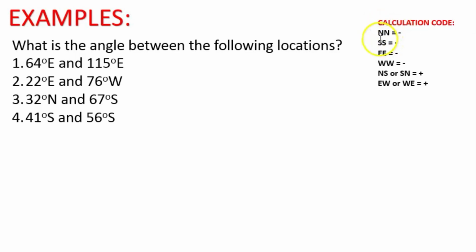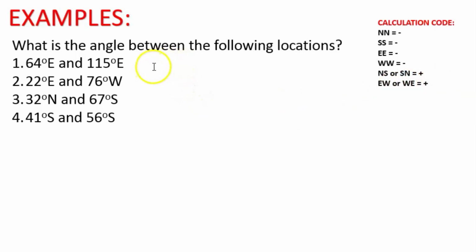When you are given two angles, later we'll see the way longitude and latitude are given. One will be fixed, one will be varied. But when you see north north, you minus; south south, you minus; east east, you minus; west west, you minus. But when it's north south or south north, there you add. When it's east west or west east, you also add. So that's how to find location.